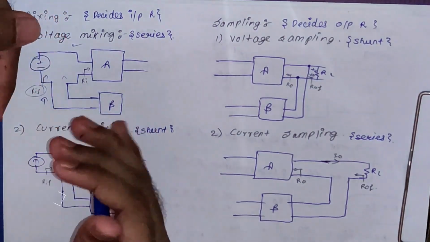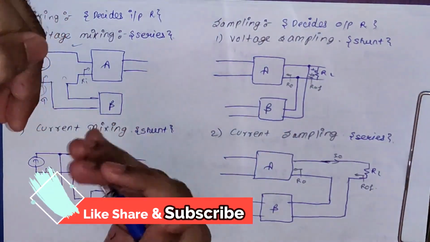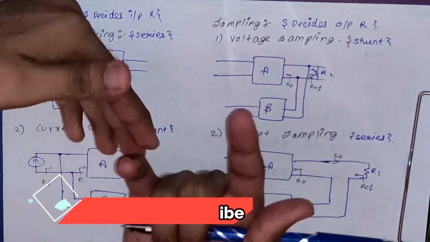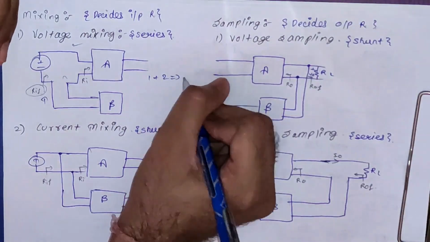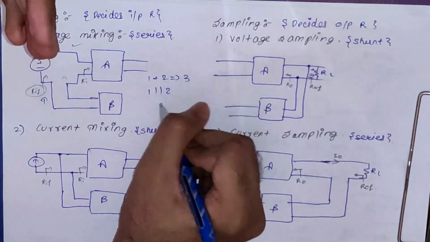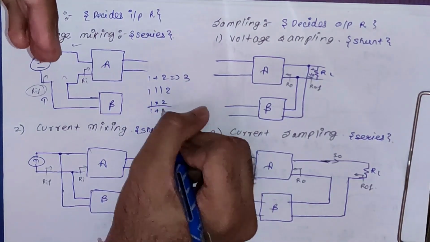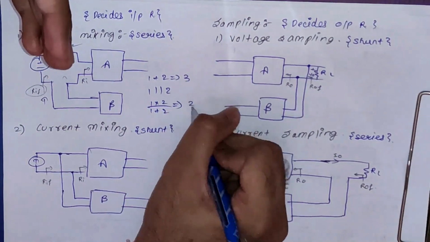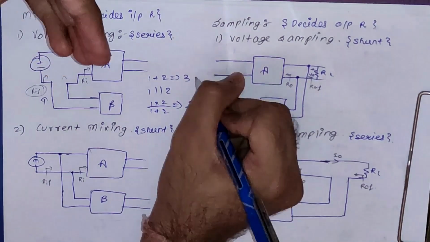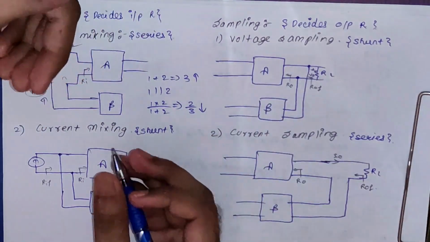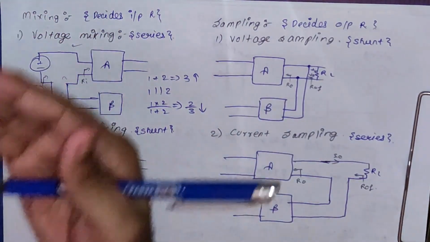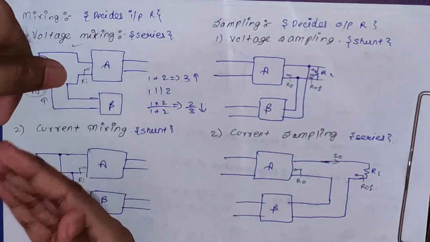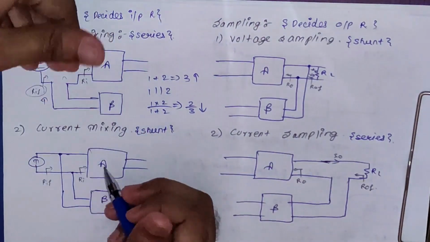In series the resistance increases, in series the resistance adds up, and in shunt the resistance decreases, right? Since we know 1 plus 2 will be 3, while 1 parallel to 2 is basically 1 into 2 upon 1 plus 2, which is going to be 2 by 3. So you can see it is decreasing here, and here it is increasing. So whenever we are connecting something in series, our resistance will increase, and whenever we are connecting something in shunt, then resistance is going to decrease.